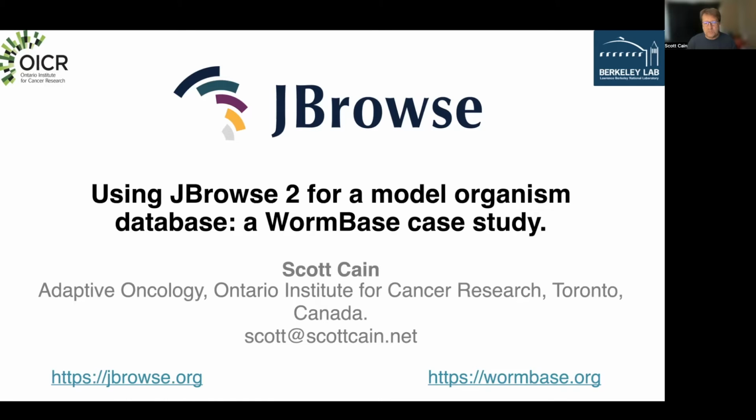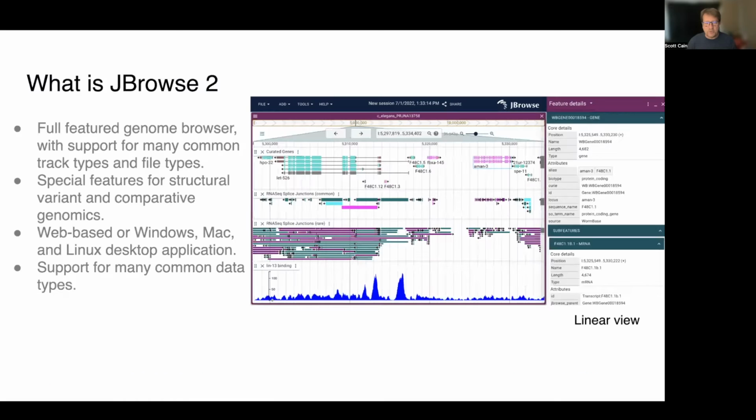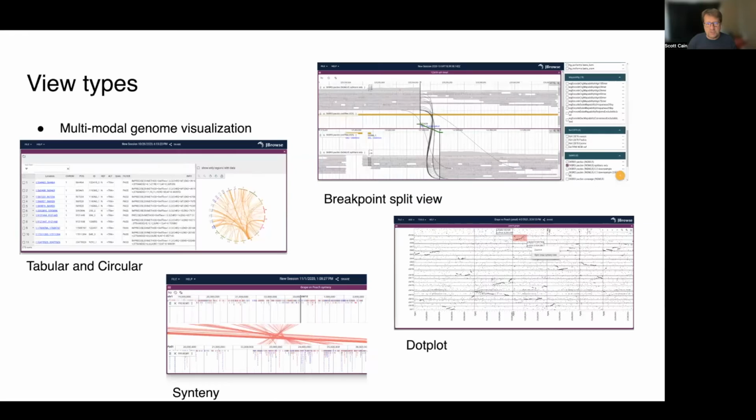So we'll be talking about what we did to get JBrowse 2 integrated into WormBase. First, I'll start with JBrowse 2. It's a fully featured genome browser. It has support for many common track types and file types, and it has special features for doing structural variant analysis as well as comparative genomics. It is a web-based application or a Windows, Mac, and Linux desktop application, and they share the same feature set across them. And support for many common data types is very important to us.